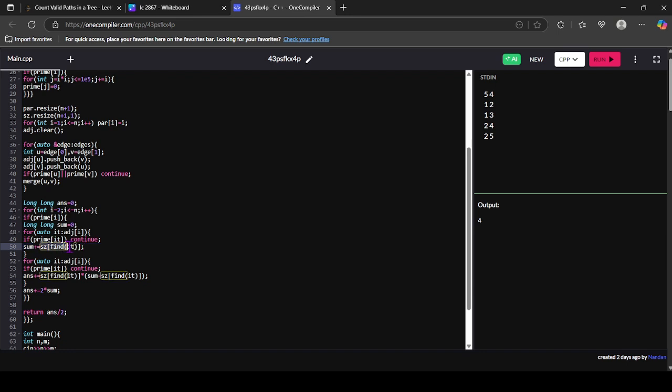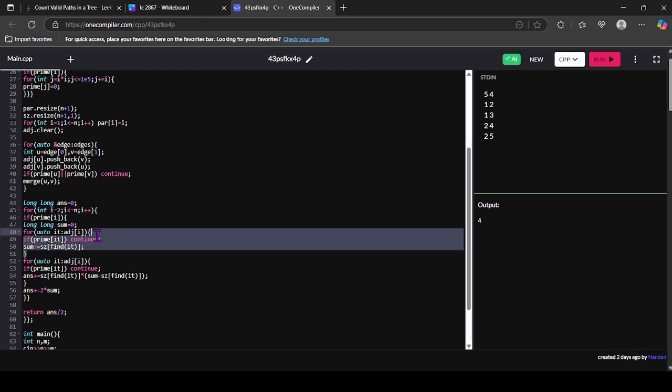And now sum plus equals size of the parent, because we would have reached this only if the node is non-prime. So we reached a non-prime. Then what is the size of the component connected to it? It will be simply the size of the parent node of it. So just sum plus equals size of parent of it. This loop is just for finding the total number of nodes in the subtree of the present node.